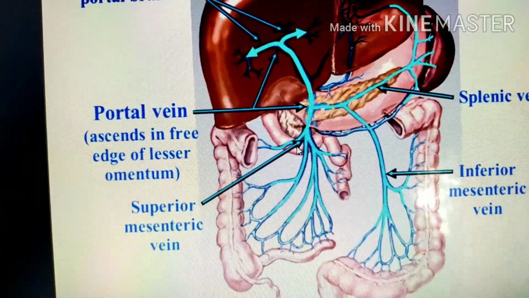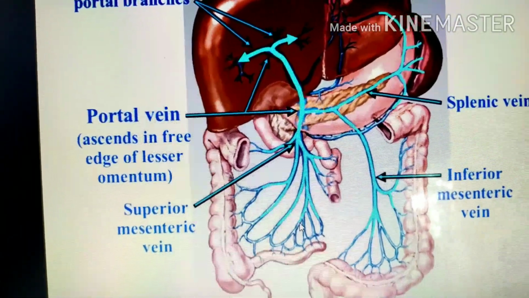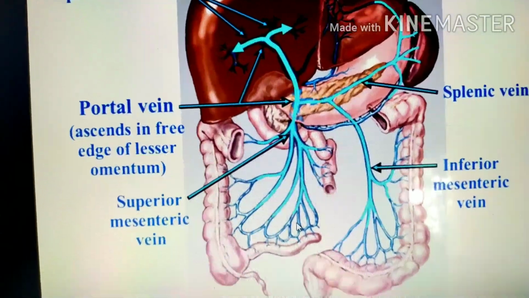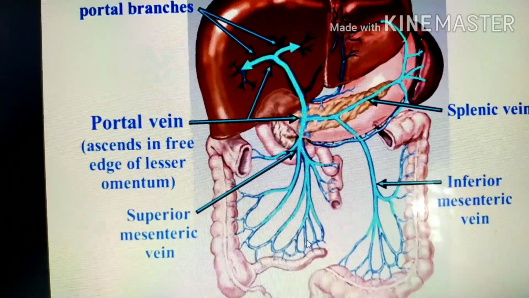Now coming to its tributaries. Its tributaries are the same name as the branches of the superior mesenteric artery. Then inferior pancreaticoduodenal vein and right gastroepiploic vein.